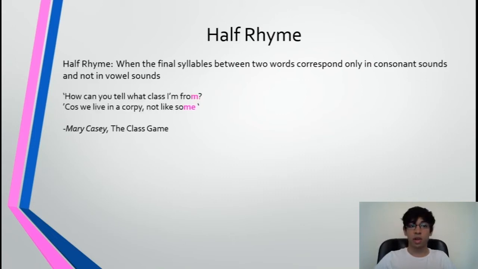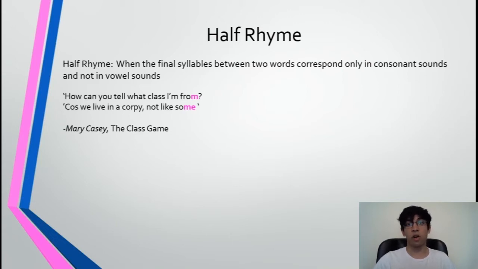Now let's take a look at this example from Mary Casey's The Class Game. It says, "How can you tell what class I'm from? 'Cause we live in a corpy not like some." Now, from and some, they don't rhyme completely. There's a slight disjunction between the rhymes, because the O in from and the O in some are pronounced differently. Those two vowels don't rhyme. But the M at the end, they still rhyme. They're still the same M sound being pronounced, the consonant sound.